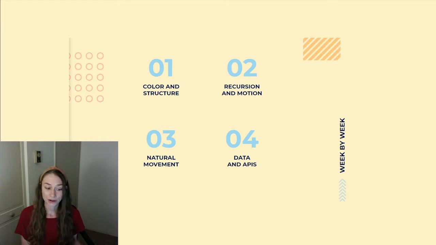I'll remind you that in our first course, we looked at color and the structure of a P5JS sketch, as well as the structure of this course. We're going to take a brief review tour through some color and structure work, and then we're going to focus deep into this recursion and motion stuff.